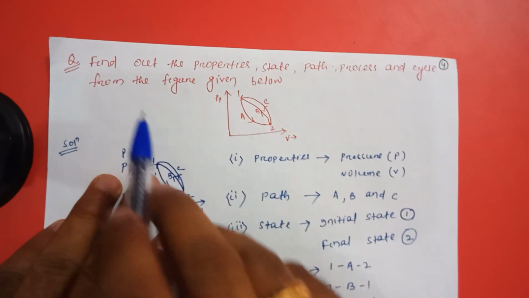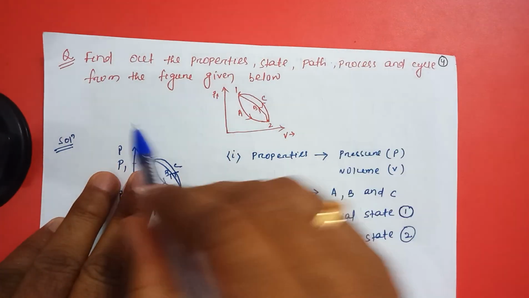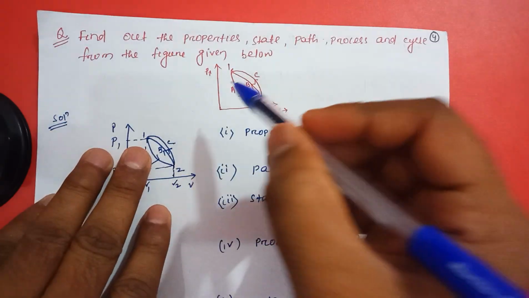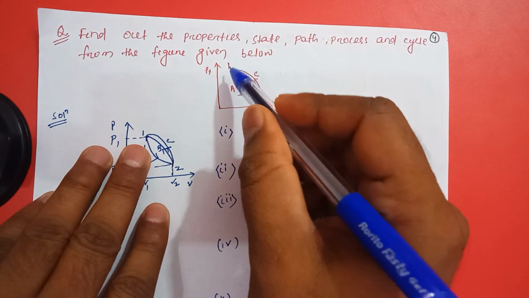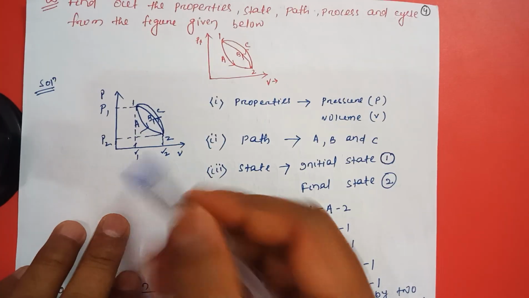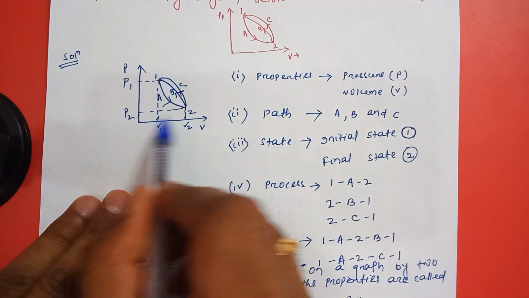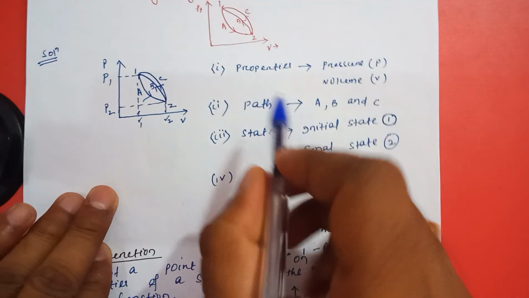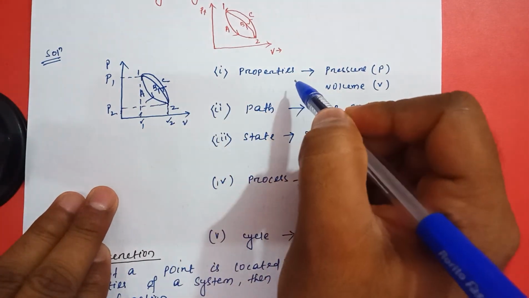So now I am going to solve a problem. Find out the properties, state, path, process and cycle from the figure given below. Here a figure is given to you, a PV diagram with 1 to 2 via A, B, C. So now I am going to draw the PV diagram, with P1, P2, V1, V2. Here the properties are only pressure and volume given to you. So that is known as your properties.